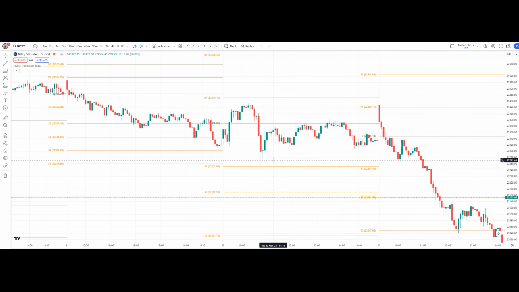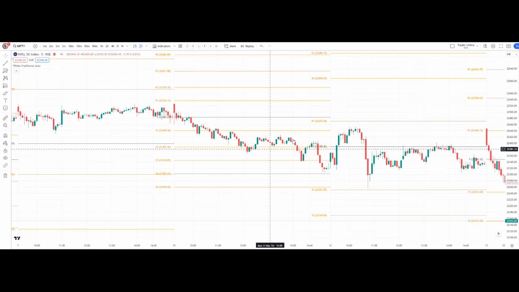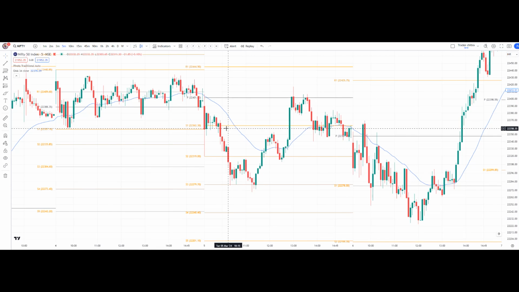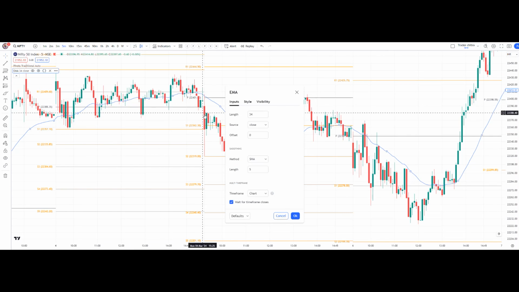Okay, so the overall trend of a particular stock or index we can understand by looking at the pivot points. Okay. So till now we learned what the pivot points are, how to understand the overall trend of the market, and how to enter into long and short trades. So if you are trading intraday with the traditional pivot, you can use one EMA, that is exponential moving average. Here we can see that the length is 34.